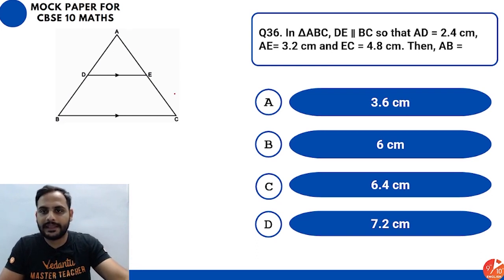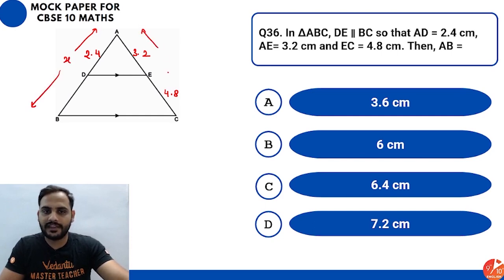Okay, so in triangle ABC, DE is parallel to BC, so that AD is 2.4, AE is 3.2, EC is 4.8. Then what is AB? For finding out the length of AB, we need the length of AC as well. AC will be 3.2 plus 4.8, which will be 8 centimeter.